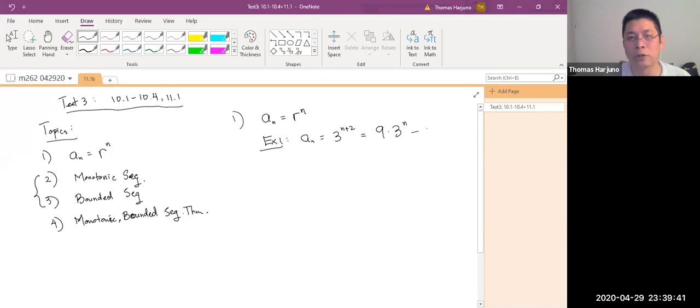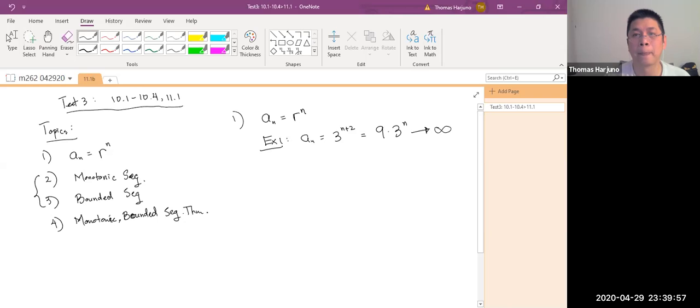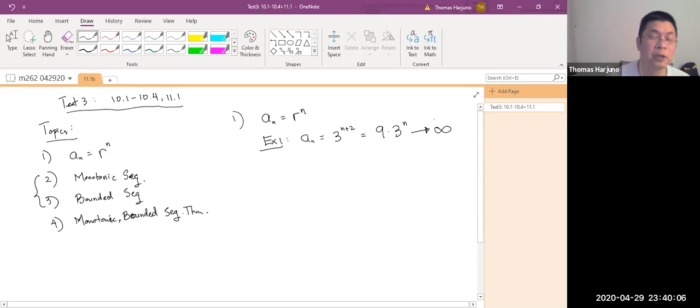And this converges to, does it converge? It looks like it explodes to infinity. Yeah, it explodes to infinity. Okay, so I may use the convergent notation, but technically we call that diverge to infinity.